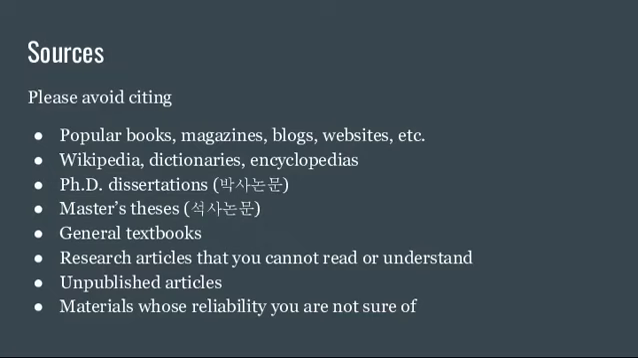Don't cite unpublished articles, including unpublished research articles that haven't been published in a reliable source. Don't cite materials whose reliability or credibility you can't be sure of. If you're not sure, okay, ask someone about it. Google it, do some digging into the source, into the publication, and see if it's really reliable or not. Or ask somebody, but don't cite it if you're not sure.